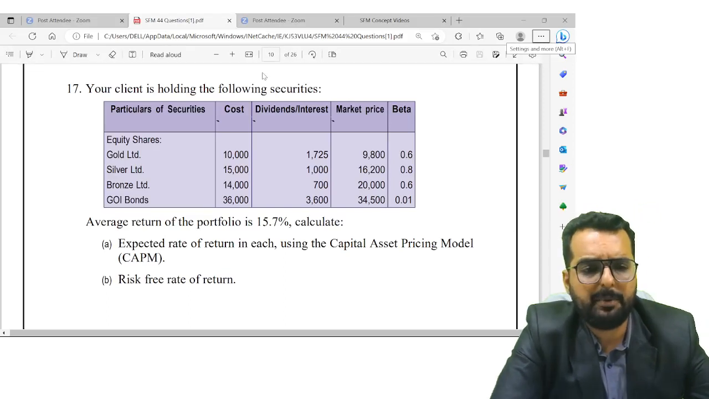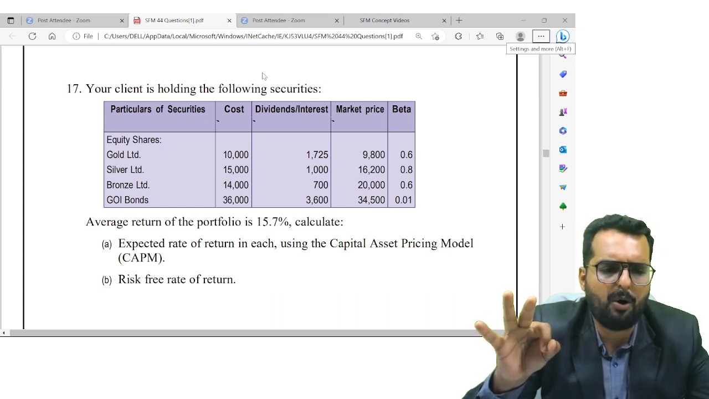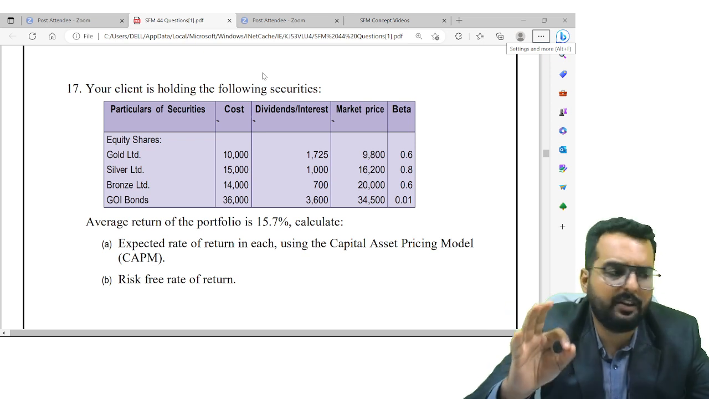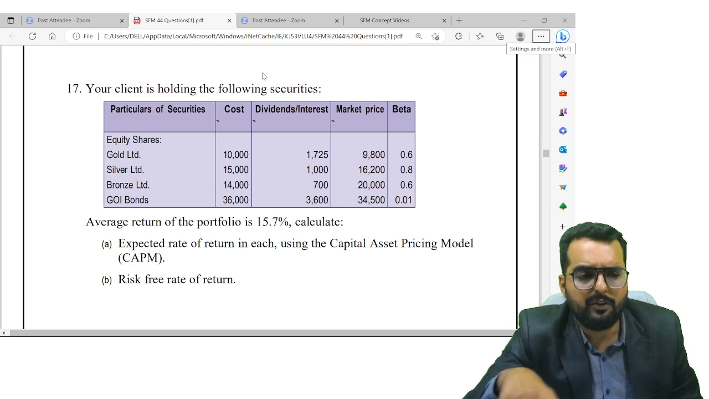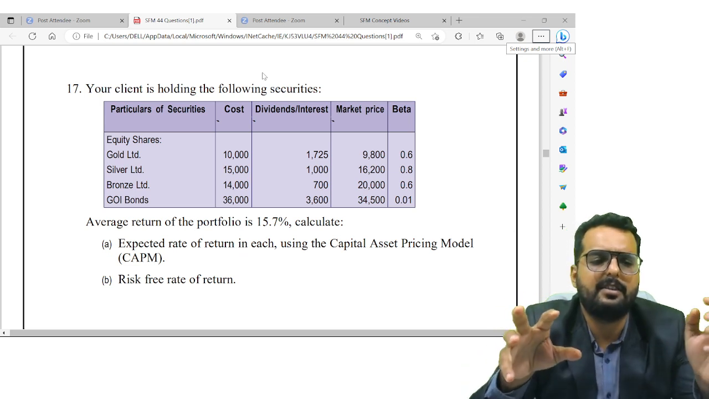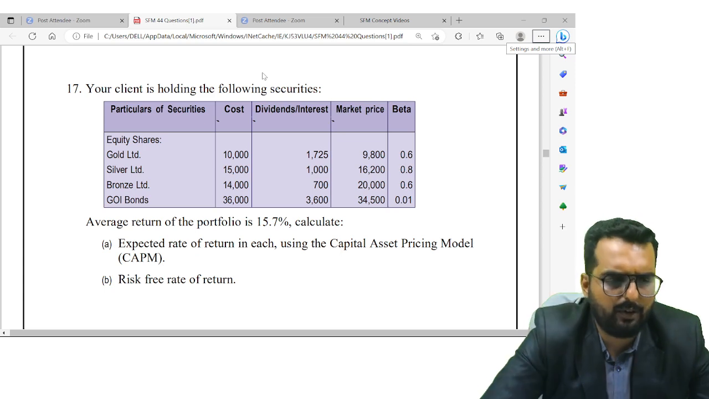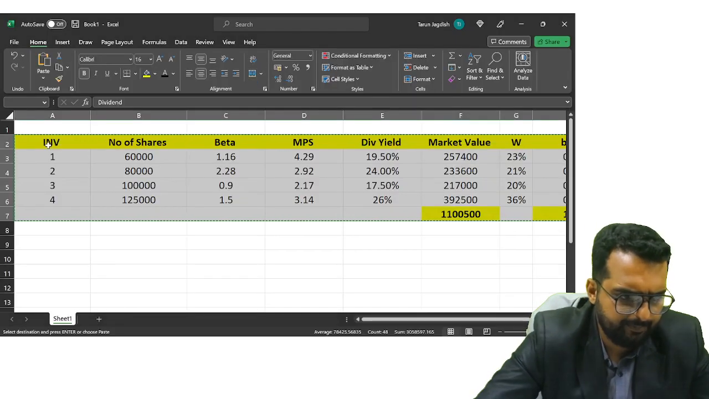Alright friends, question number 17. Here they have given 4 securities: gold, silver, bronze and GOI bond. One again assumption in this question that they have taken is, friends, they have assumed that these 4 securities consist of the market. From that they have done a reverse working. So I'll first go and copy down this data in the Excel sheet, friends.